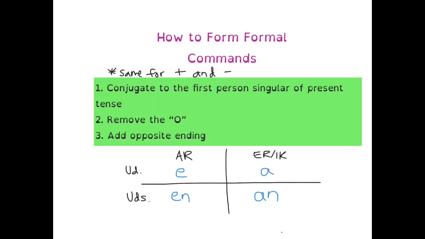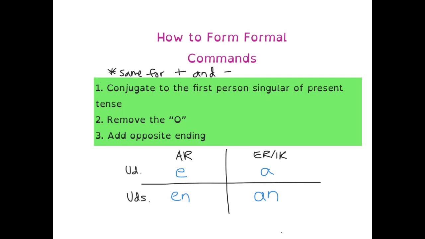Now, how do we conjugate these formal commands? Well, it's pretty simple. The nice part about these is that it's the same process for both affirmative and negative commands. Just for negative, you add a no to make it negative. Unlike tú commands where there were two completely different processes to make these.